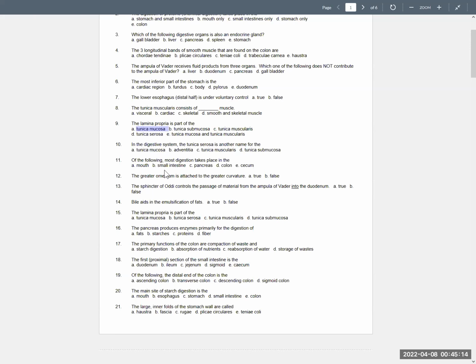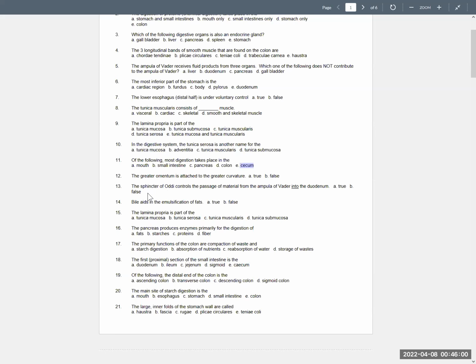11. Most digestion takes place where? Small intestine. Okay. Which one or ones of the 5 choices have no digestion? The colon and the cecum, which is a part of the colon. Colon has no digestive function whatsoever.